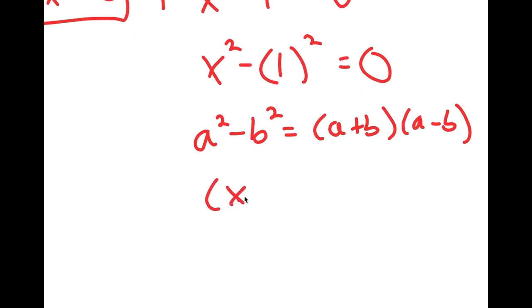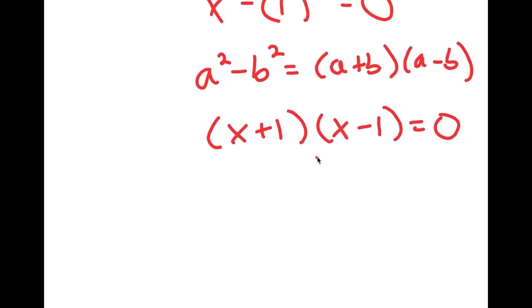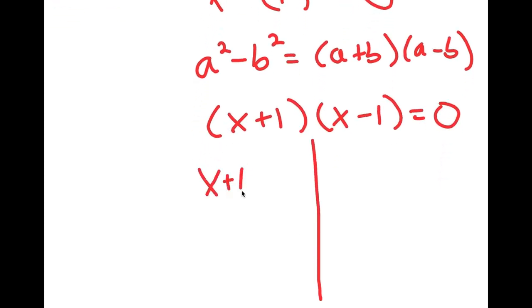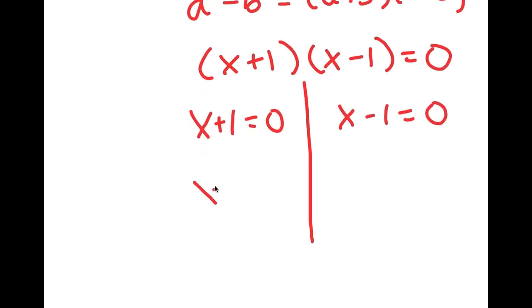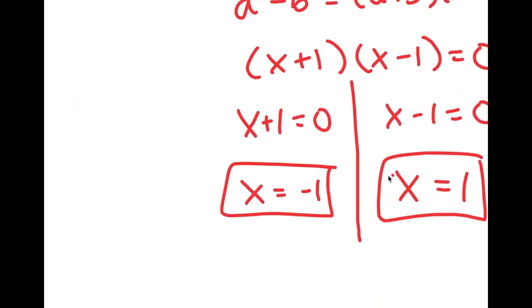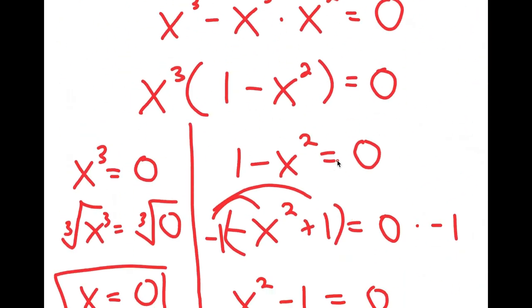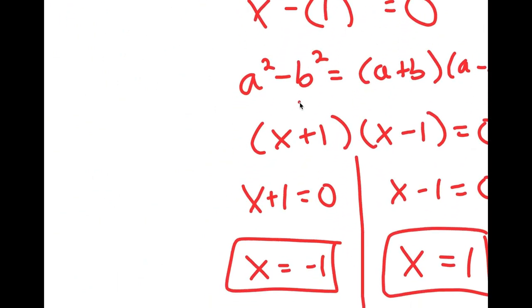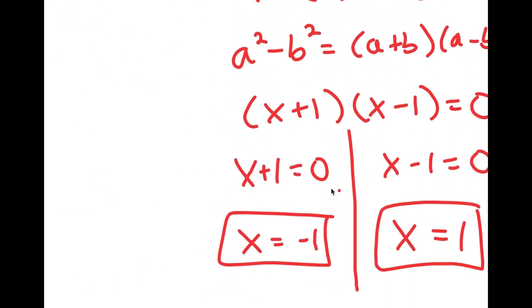So this is equal to x plus 1 times x minus 1 is equal to 0, meaning I get two equations, x plus 1 equals 0 and x minus 1 equals 0. For x plus 1 equals 0, I get x equals negative 1. And for x minus 1 equals 0, I get x equals 1. So notice how we have three solutions for this equation.